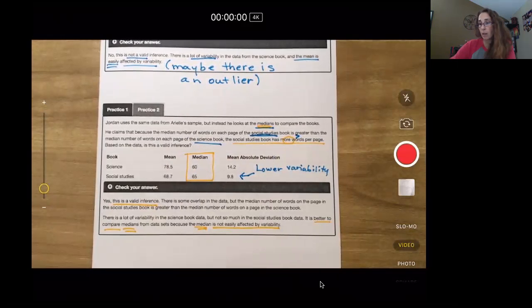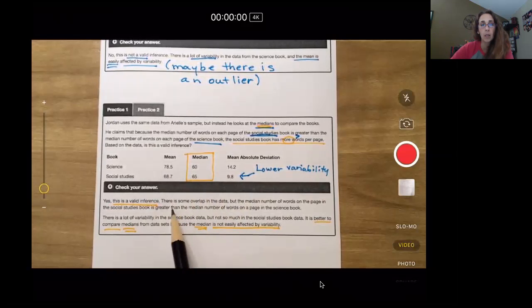And I would say absolutely, because we know that there's a higher variability for the science book, so we want to go ahead and use that median. And notice the median here is 65, which is close to the mean. And if you compare even the science book here, look at the difference between the mean and the median. There's a much greater variability even between these two measures of center. So here, this has a lower variability. So because there's a lower variability, our median is the one that we want to use here.